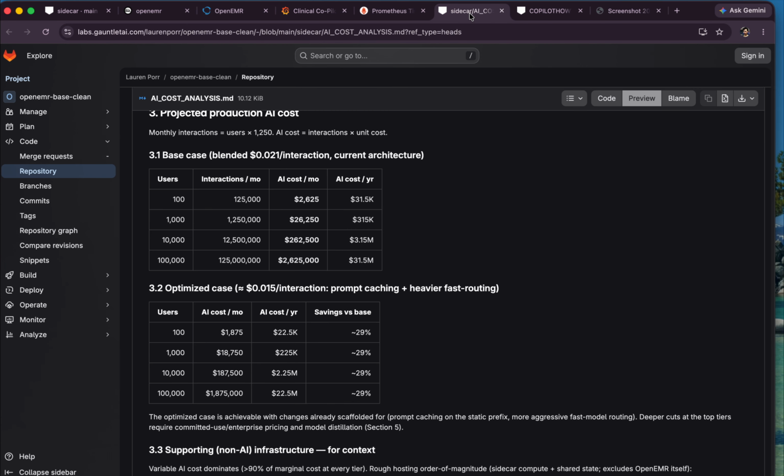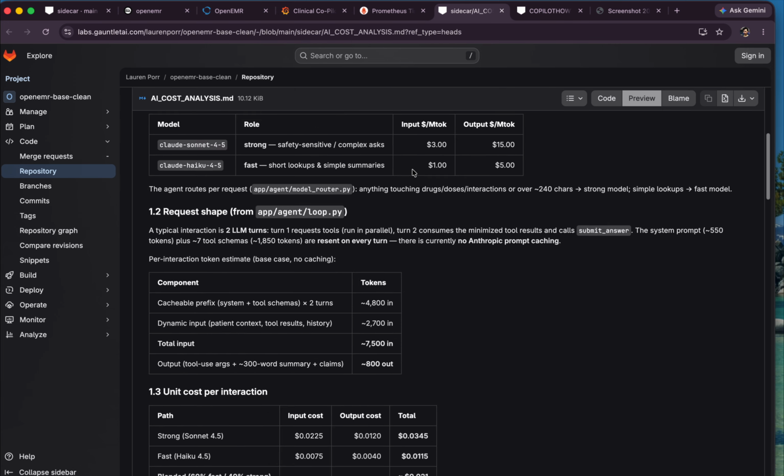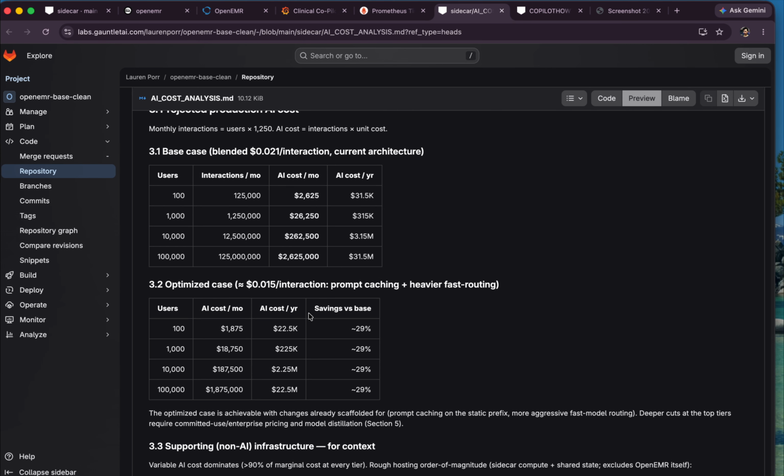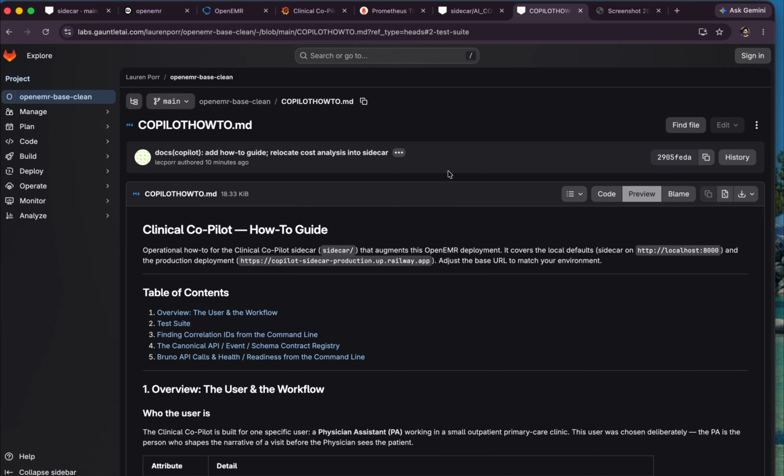And finally, we have documentation, the AI cost analysis. We have a full document here for that. But we also can get to the meat here by saying, okay, here's the production cost as we scale it up. And we have finally a CoPilot how-to document, which includes information about the user, the test suite, how the tests are run, what tests are being done, including regression tests.